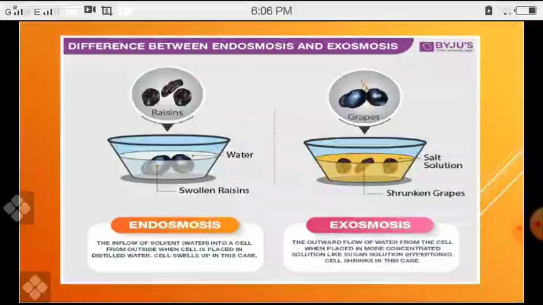Exosmosis. When you put grapes into a salt solution, a solution with a lot of salt, what happens? Actually, in the grapes the water content will move out. So these grapes will become very dry and shrunken. They dry up. Exosmosis is the outward flow of water from the cell when placed in a more concentrated solution like sugar solution, the hypertonic solution. The cell actually shrinks in this case. This is all about endosmosis and exosmosis.